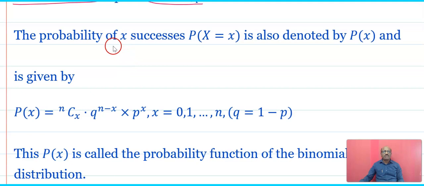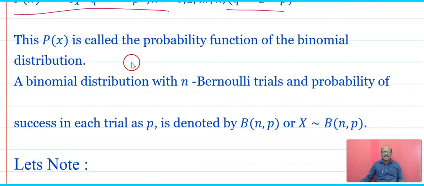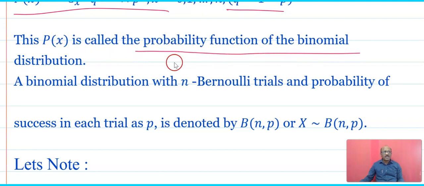The probability of x successes, that is P of capital X equals x, is always denoted by P of x, and it is given by the formula. This is the important formula: P of x is equal to nCx q raised to n minus x into p raised to x. The values of x are 0, 1, 2 up to n, where q is equal to 1 minus p. This P of x is called the probability function of the binomial distribution.